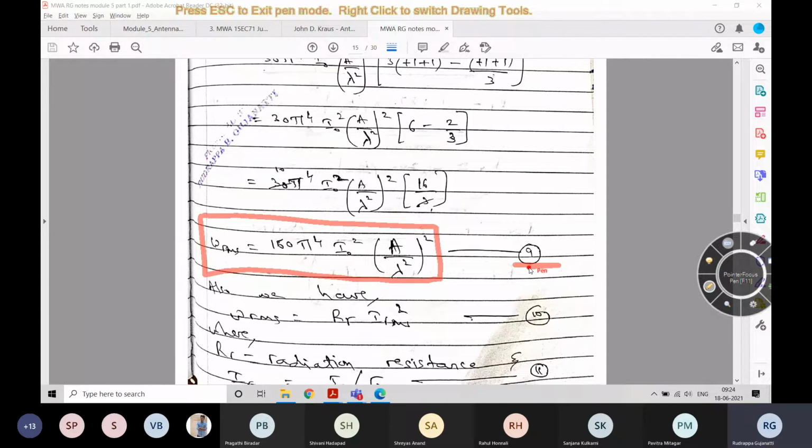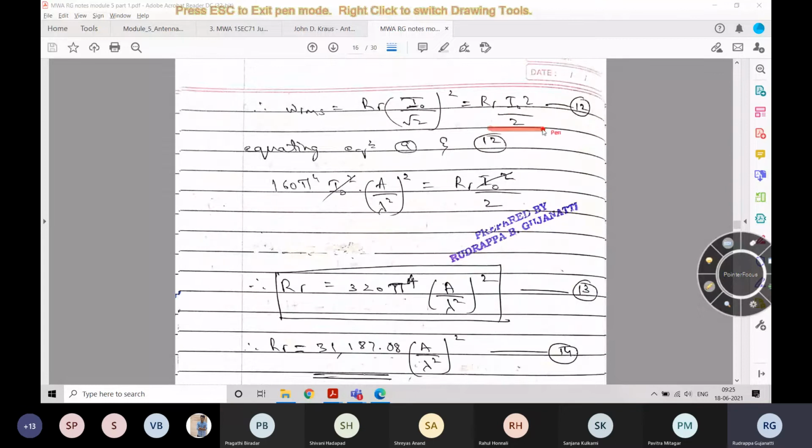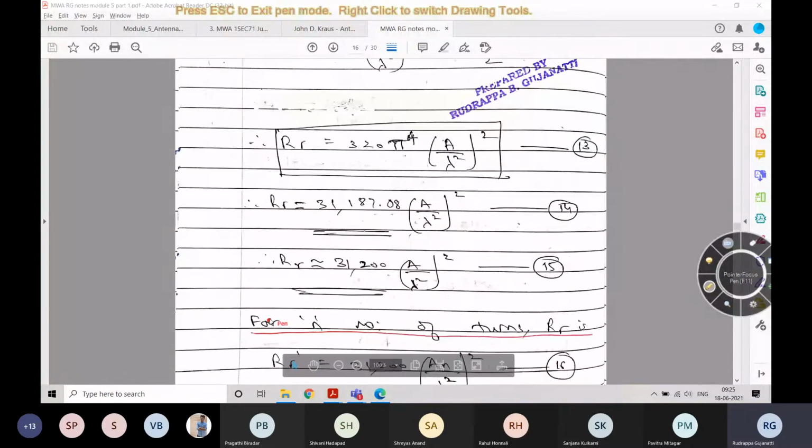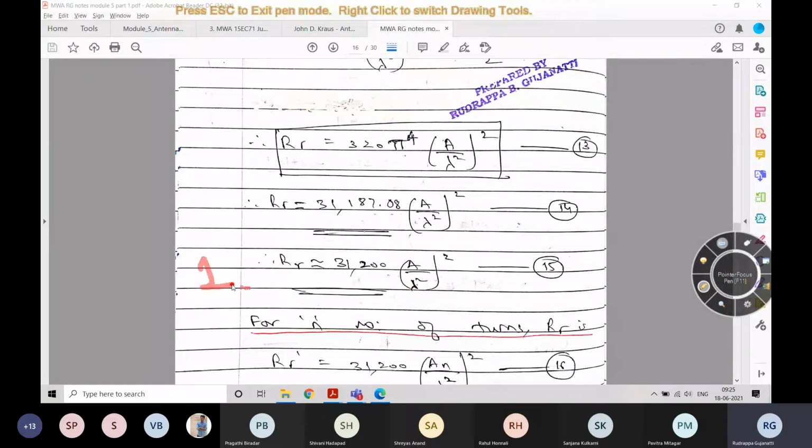Similarly, going ahead with the radiation resistance, we obtain the total power radiated, given by equation 12. When we equate equation 9 and equation 12, we end up with the radiation resistance for the small loop, given by equation 13. In the majority of cases, the radiation resistance of the small loop is specified as 31,200 into A by lambda square, the whole square. This was considered when there was only one turn.